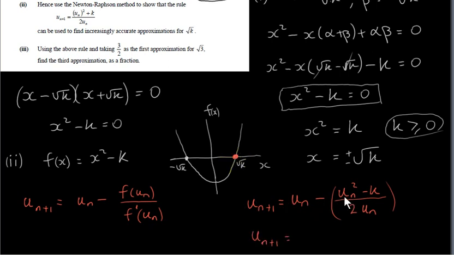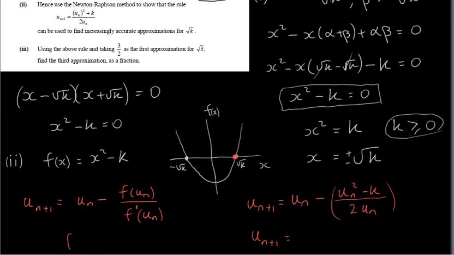Now, f of un is just got by replacing x with un. So we get un squared minus k. In the denominator here we have the derivative of f at un. So we differentiate f with respect to x. That will give us 2x. The k is just a constant, so we just get 0. So f prime of x is 2x, and we want to get f prime at un, so we plug un in here, so we get 2un in this denominator.